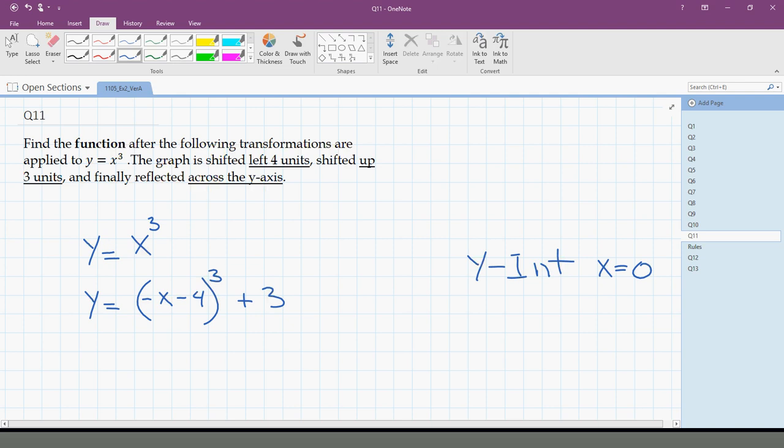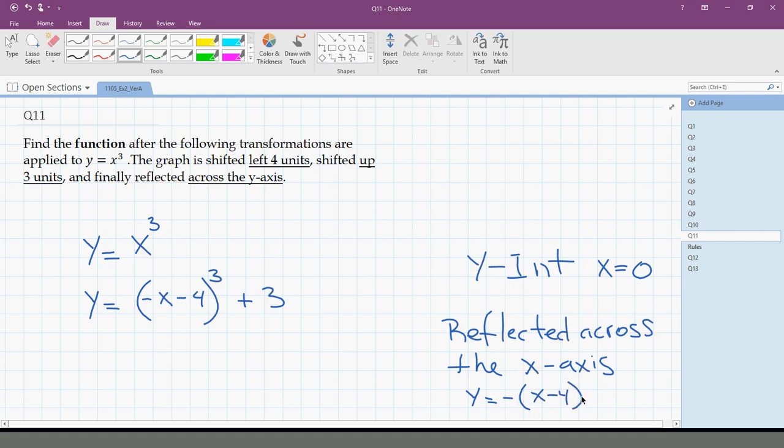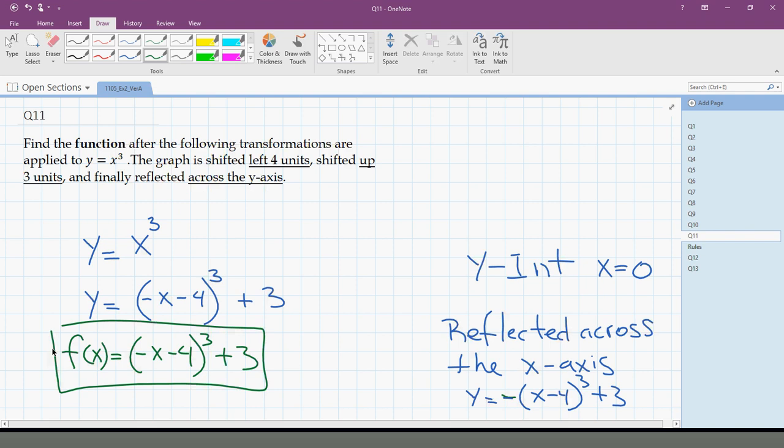If it was reflected across the x-axis, we'd put the negative outside the parentheses. Yeah, the difference is going to be the location of the negative sign. But they're talking about a function, so my very last step would be to write the y as a function symbol. That will be the final touch. Good with that one? Okay.